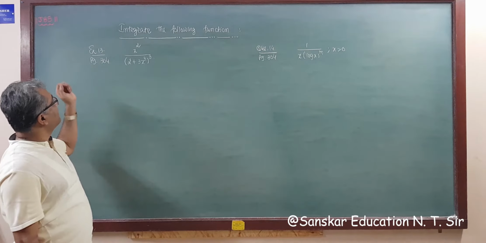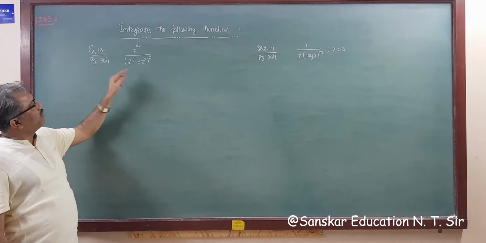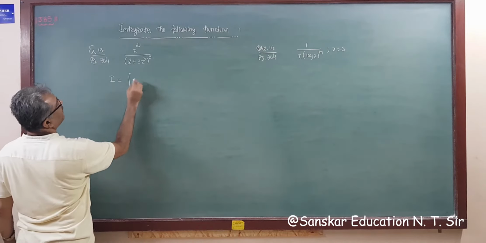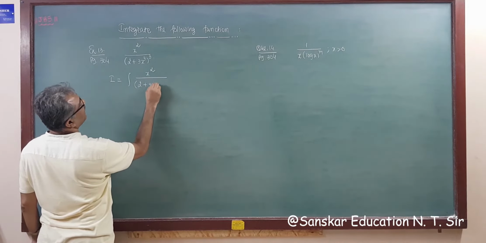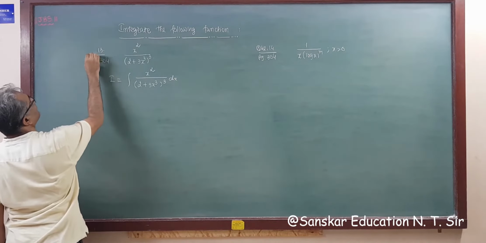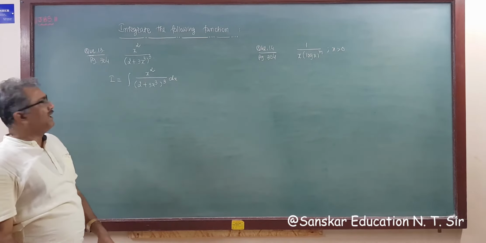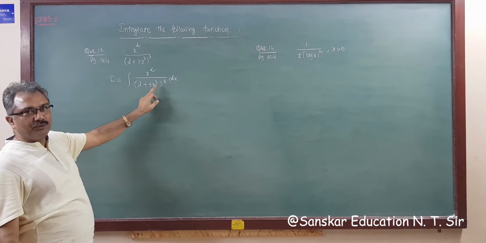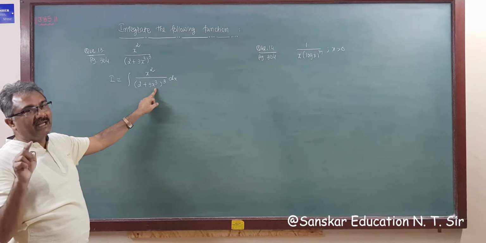Next question is example number 13, page 304. x square upon (2 plus 3x cube) whole cube. So I is equal to integration of x square upon (2 plus 3x cube) raised to 3 dx. Now this is problematic, but see here, the derivative of x cube is 3x square, so you need x square in the numerator.